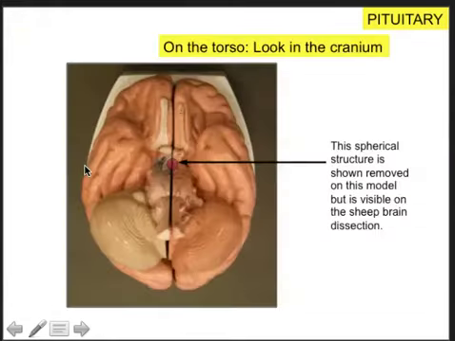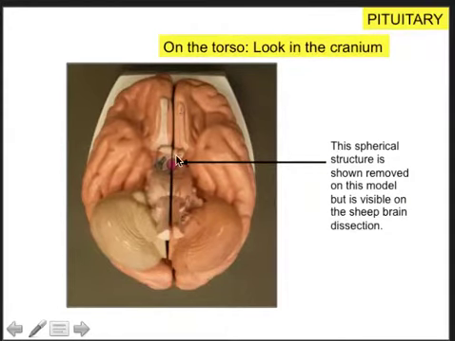And what you're looking at here is just the underside of the brain model, and this is where the pituitary gland would be if it were still present. Very often when you remove a brain from the skull, as in our sheep brain, whose dissection we'll see at the end of this presentation, that gland will actually pop off, and the only thing that you'll see connected to the underside of the brain is the stalk that attaches it to the hypothalamus, called the infundibulum. You can see here the olfactory bulbs.